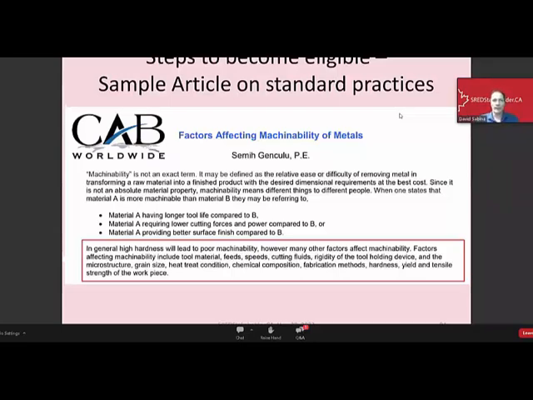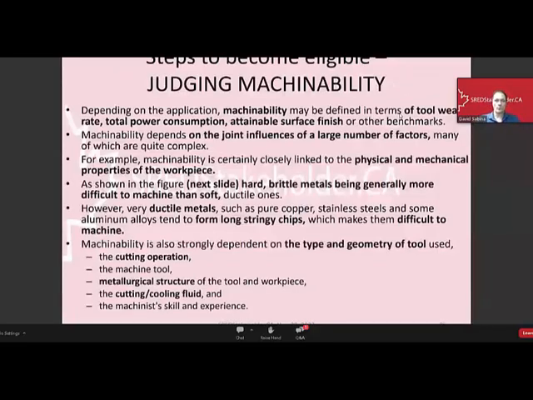So on a quick review, I found an article on factors affecting machinability of metals. On this type of work, they talk about machinability of metals, including things like materials, feeds, speeds, cutting fluids, rigidity of the tool device, microstructure, grain size, heat treating conditions, chemical compositions, fabrication methods, and so forth. Had the claimant talked about these kinds of things, we probably would have had an eligible claim.